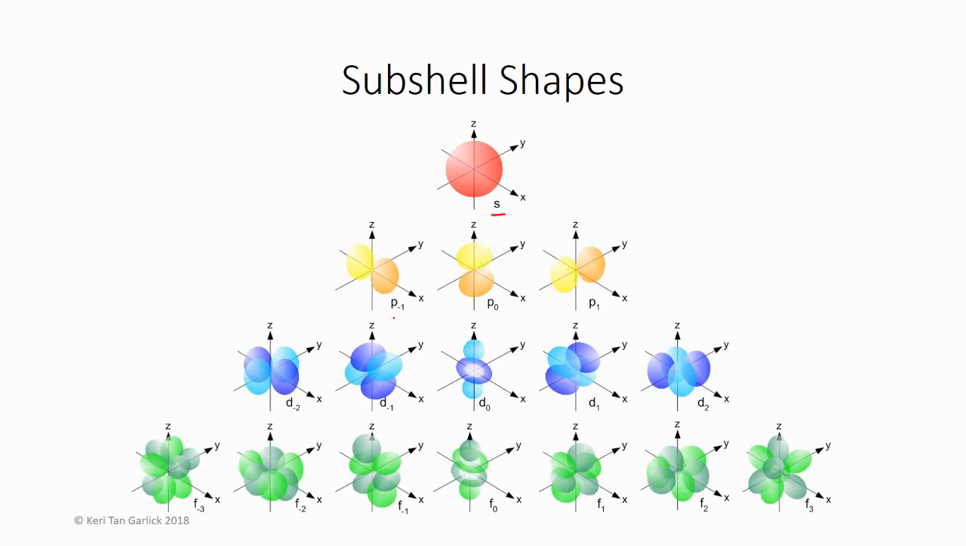The next subshell is P, and there are 3, and each can contain 2 electrons. So the S can contain 2 electrons, P can contain 6 electrons, and then the next one is D, and there are 5 D orbitals, and they can each hold 2 electrons. So of course that means it can hold 10. After D is F, but you don't need to know F for level 3 chemistry. So we've got S, P, and then D. So each shell can be divided up into these subshells.